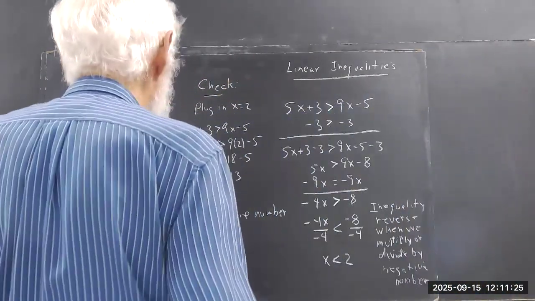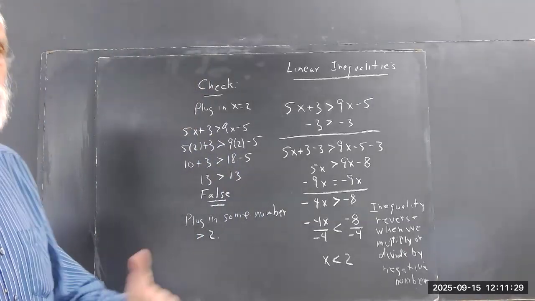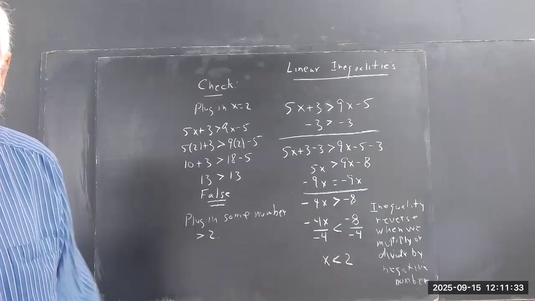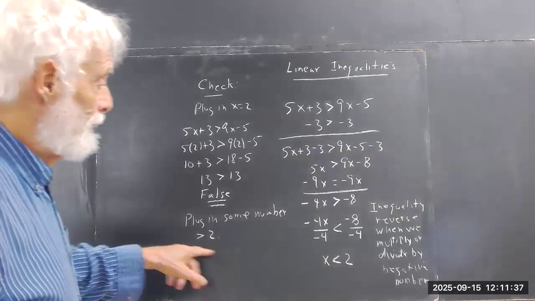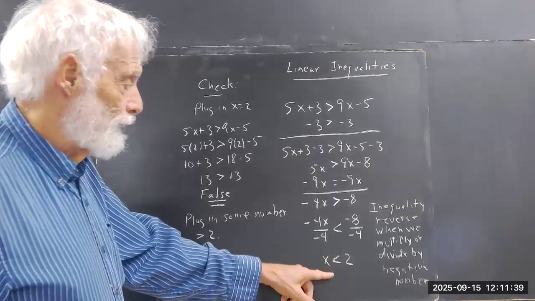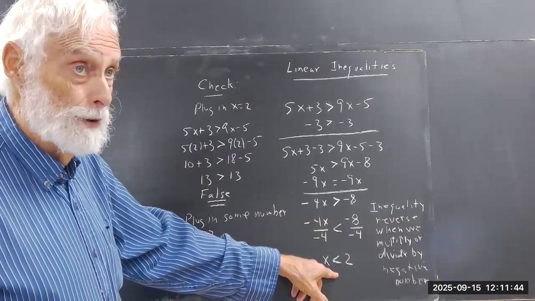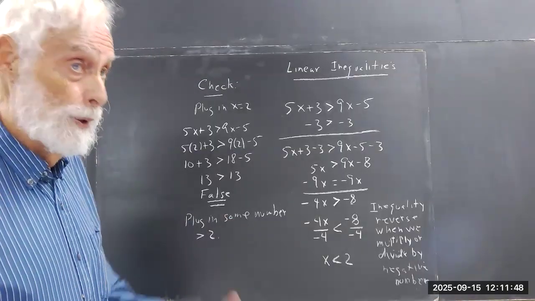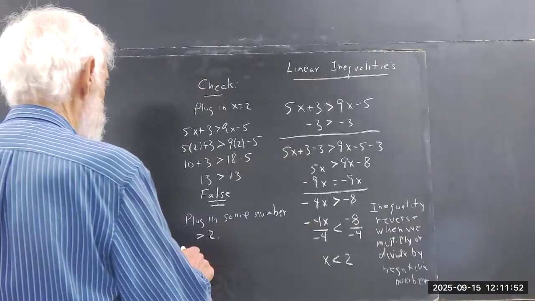Okay, I think everybody that's completed this has come up with a false statement. A smaller number bigger than a greater one, right? Which means that your number doesn't satisfy the inequality, the solution. It's not part of the solution, and you check it in the inequality and it doesn't work.